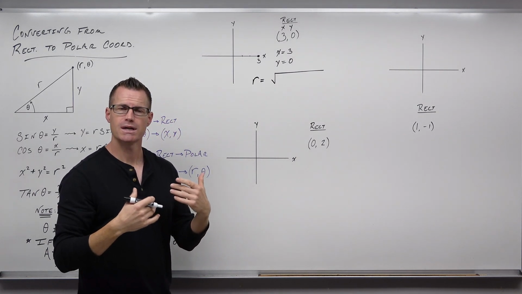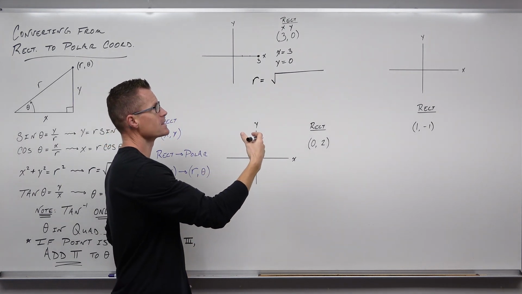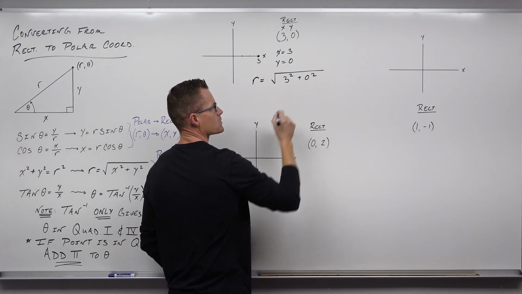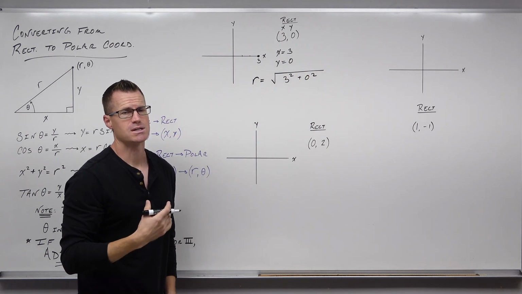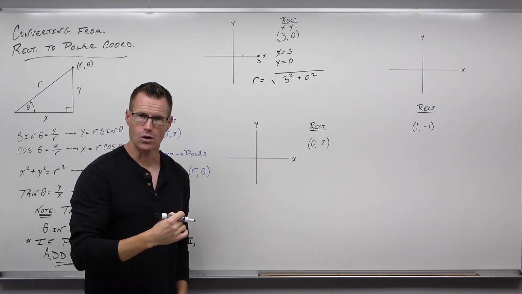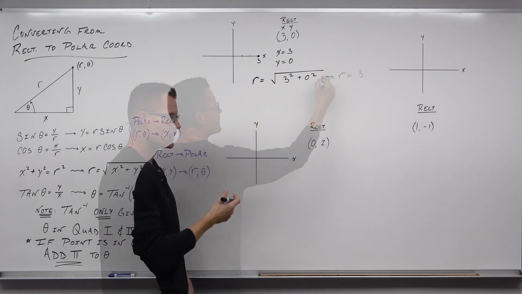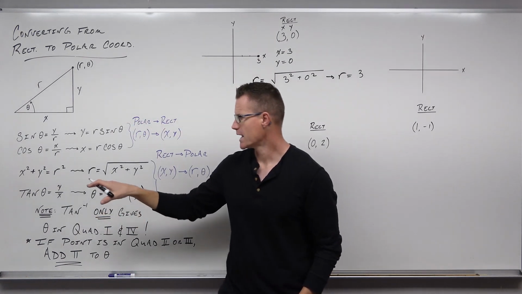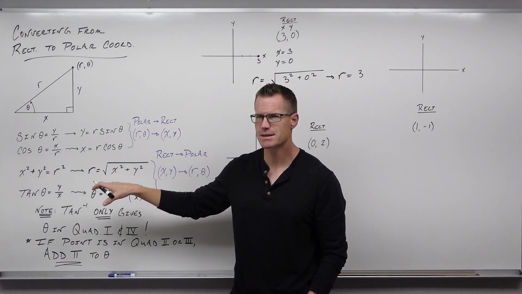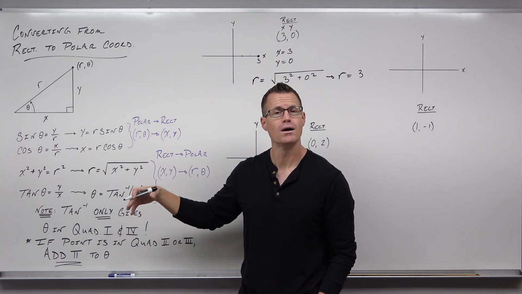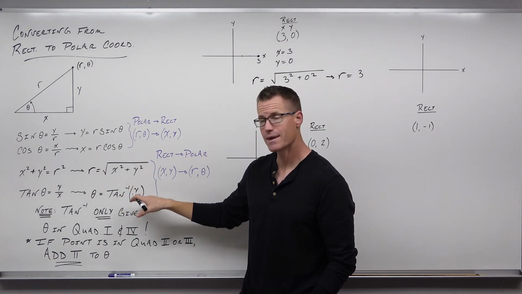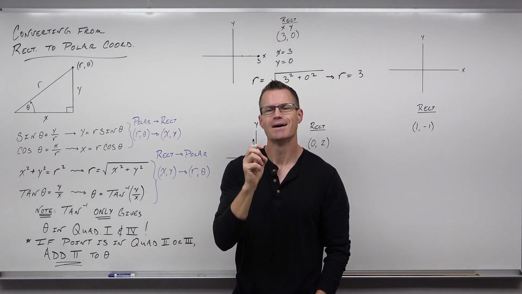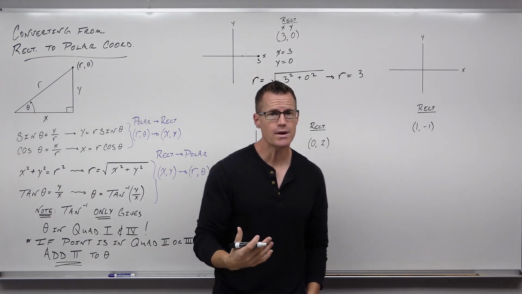R is just a matter of taking the square root of x squared plus y squared. Because x is 3 and y is 0, that's 3 squared plus 0 squared. In our case, that's just 9. The square root of 9 is 3. Our r is 3. Now that we have our r, we move on to finding our theta, our angle. Because tangent theta equals y over x, that means that tangent inverse of y over x is going to give you theta. We already have the y and x. The y and x are your coordinates. All we've got to do is put them in a fraction in the right order and take tangent inverse. And so we're going to do that.